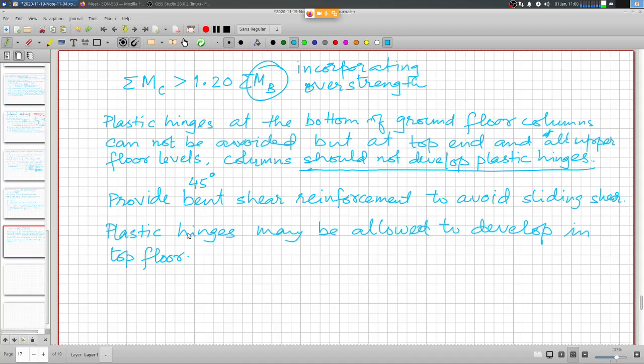So if you allow plastic hinges in the top floor, not much harm comes to the building as such, to the stability of the structure, and that may lead to some saving in the reinforcement detailing.